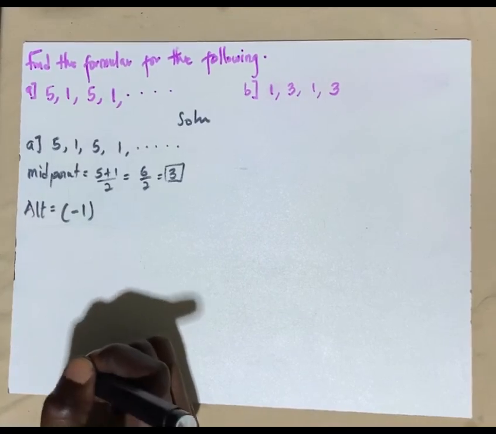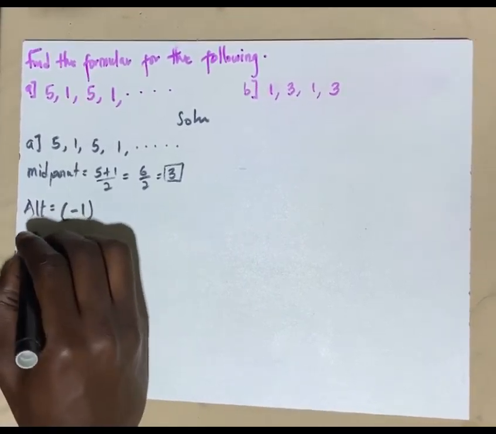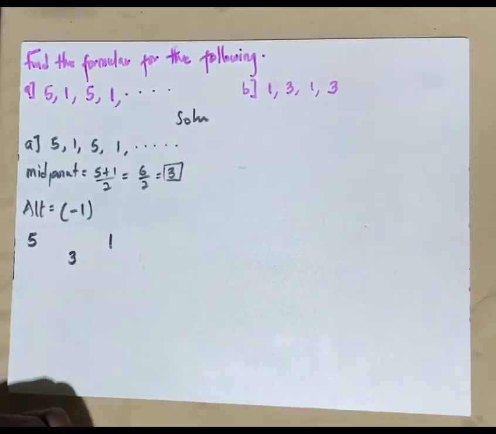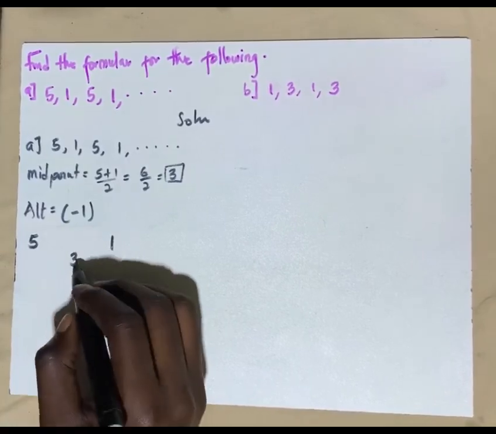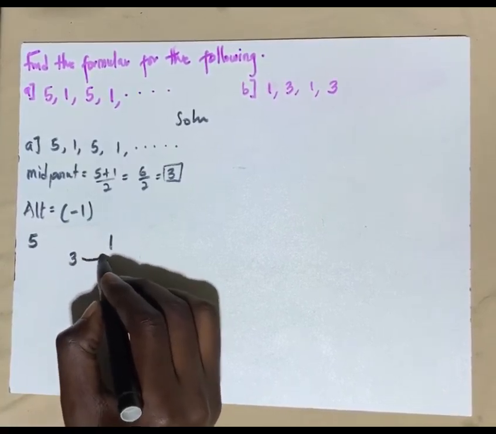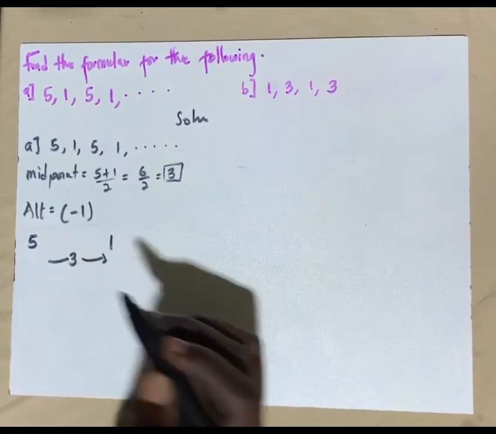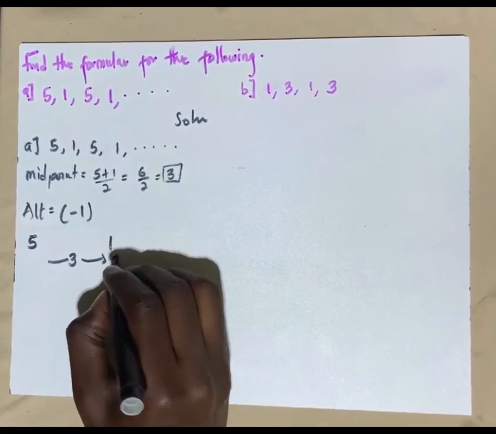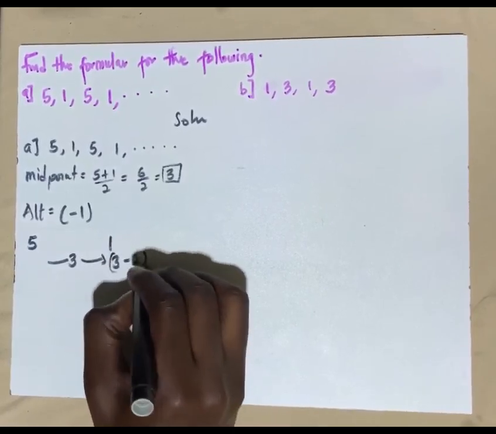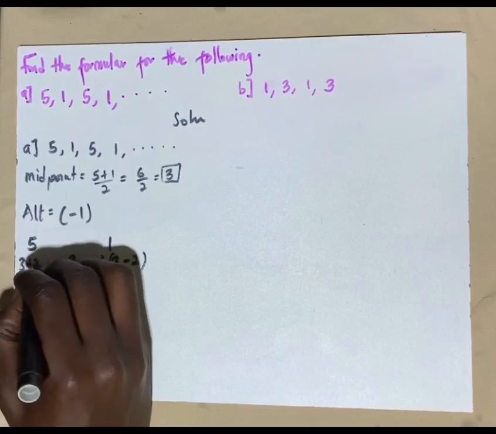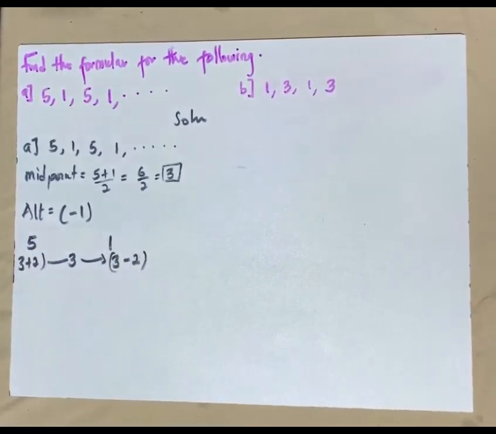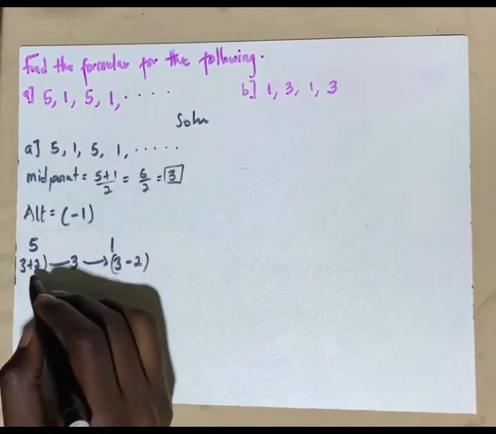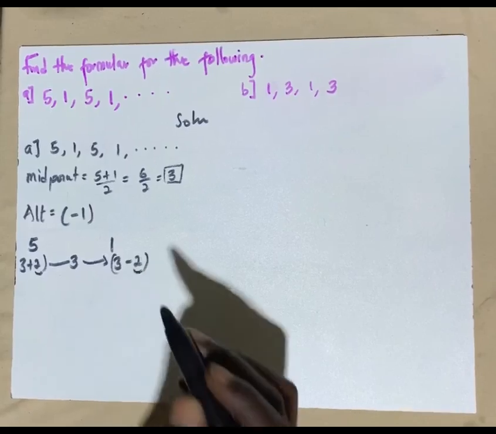So to solve this, now let's look at something. Now you have 5 and you have 1, and the midpoint is 3. Now ask yourself, what can you do to 3 to get 1, and what can you do to 3 to also get 5? Now the final answer is going to be very simple. You know that when you subtract 2 from 3, you are going to get 1, and when you add 2 to 3, you are also going to get 5. Yes, so you know that the value that we are going to add or subtract is going to be 2.